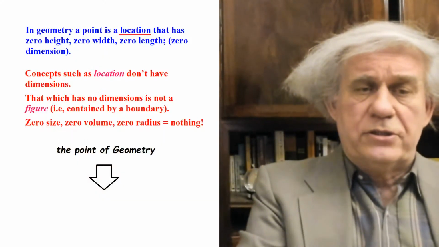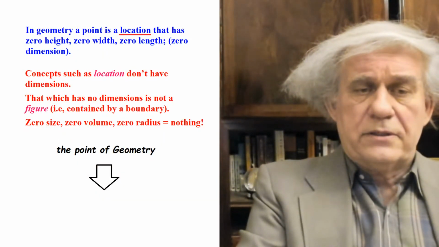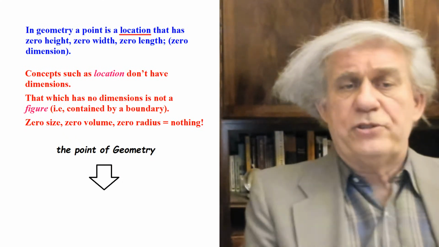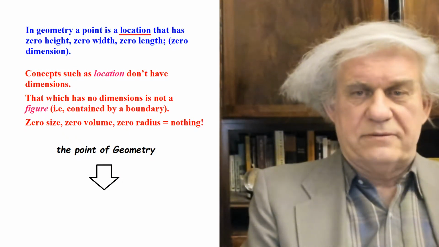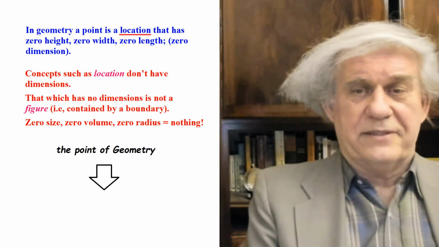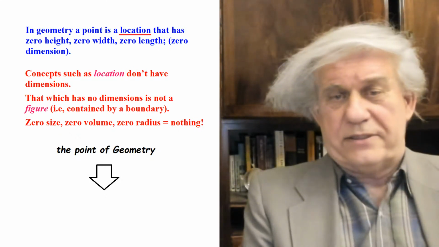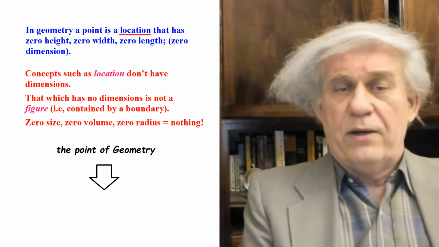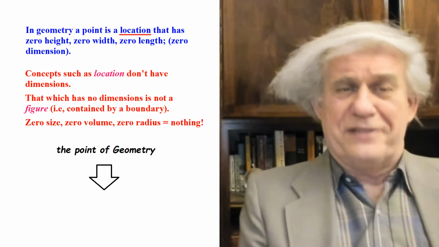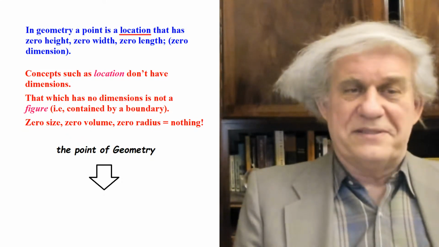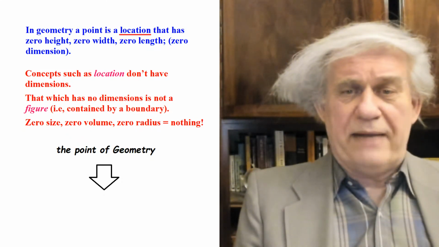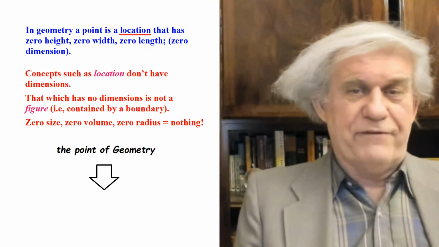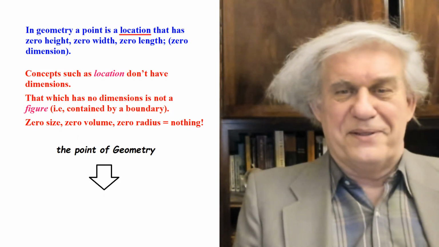Okay, so let's get to the specific issue. This fellow says, if I can get this thing in there, okay: in geometry, a point is a location. He got this out of somewhere, and I said the same thing the other day, but yeah, that's what everybody understands. It's a location that has what? Zero height, zero width, zero length, zero dimensions. So far, he described nothing. That's, I guess, the definition of nothing. Zero, nothing.